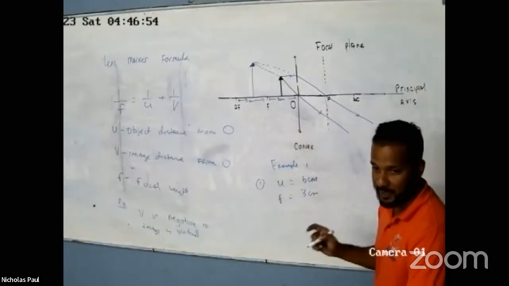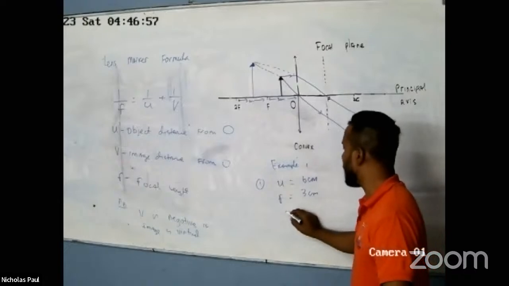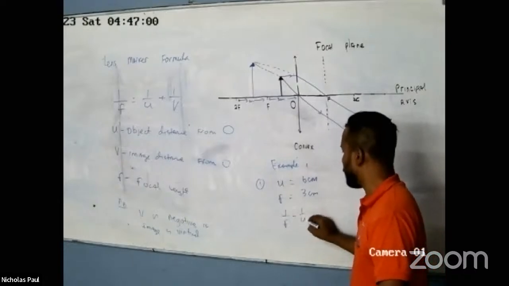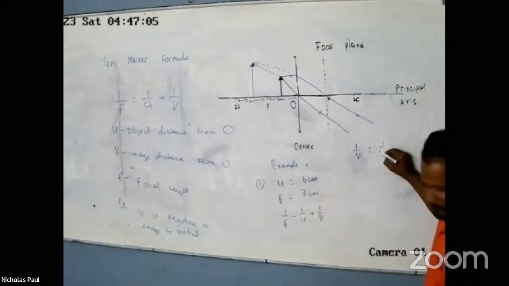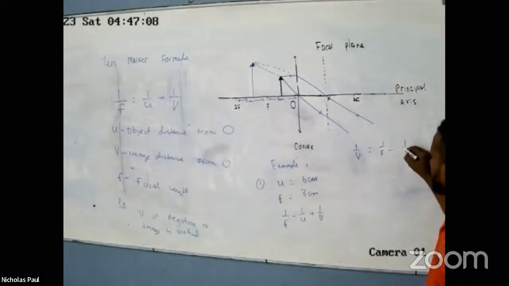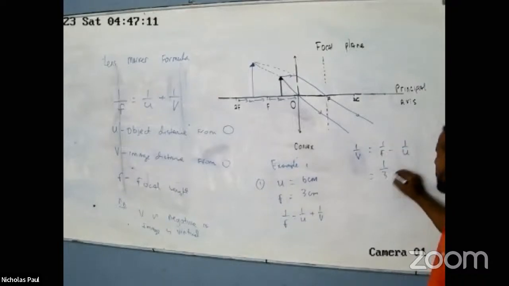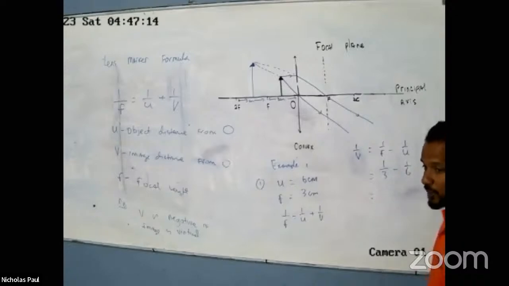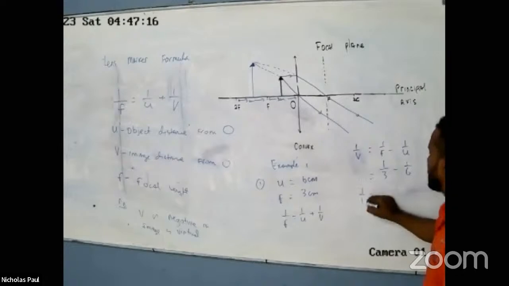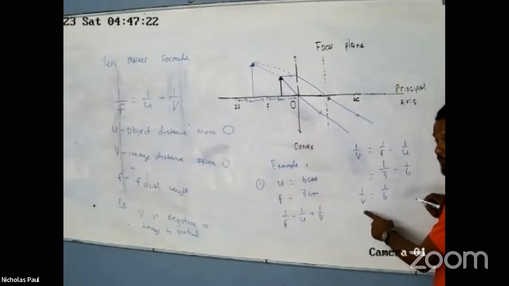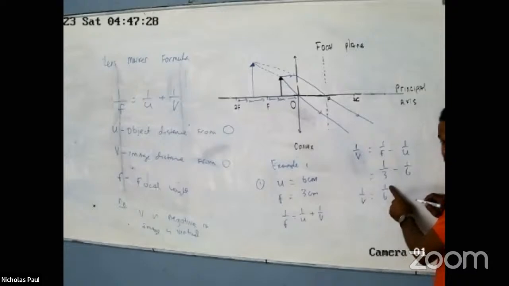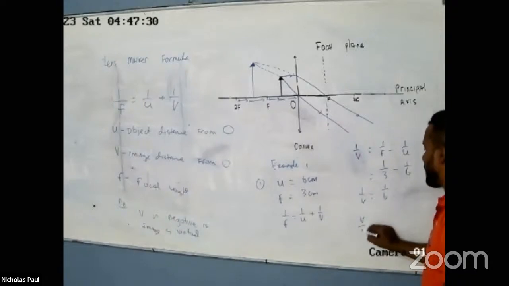So it'll tell us exactly where the image is supposed to be. Right? 1 on F is equal to 1 on U plus 1 on V. So therefore, 1 on V is equal to 1 on F minus 1 on U. So that's 1 on 3 minus 1 on 6, which is, use your calculators and you will see, 1 on 6. But what is that? This is 1 on V, so I have to flip it over. Don't forget that. So you'll get V on 1 is 6 on 1.